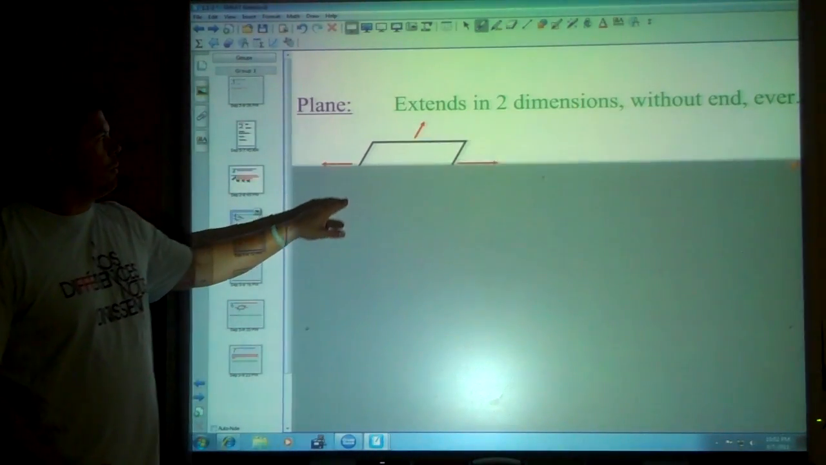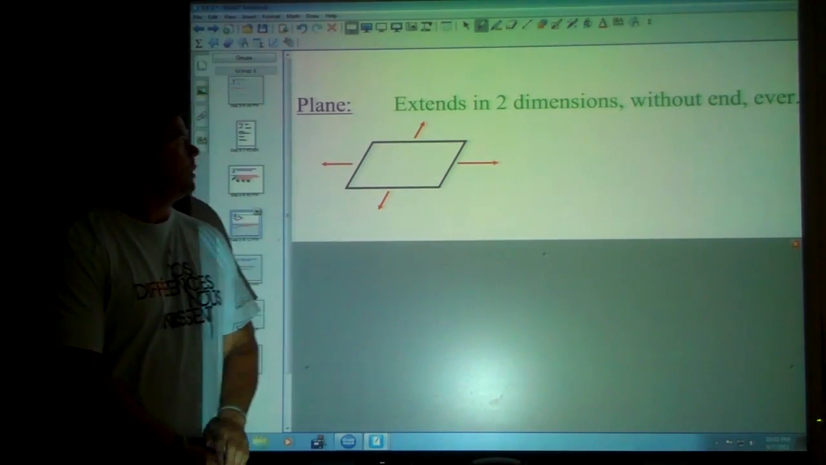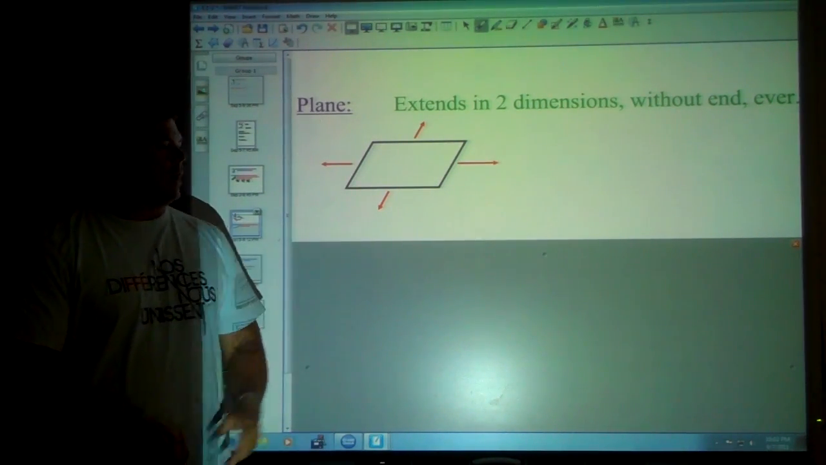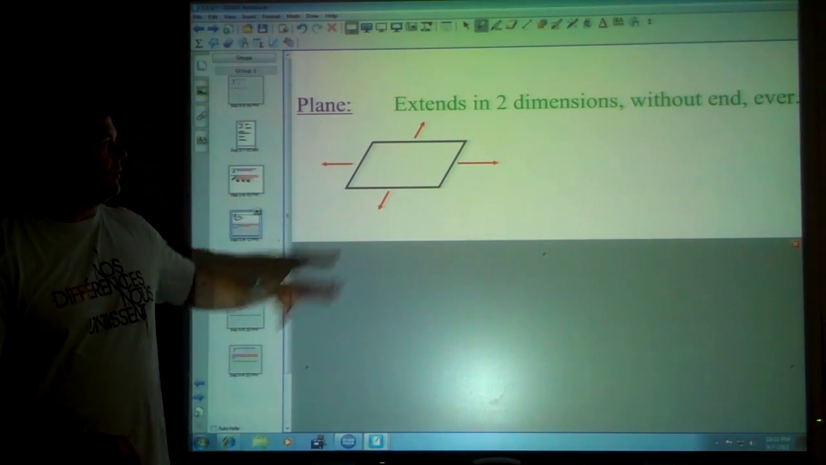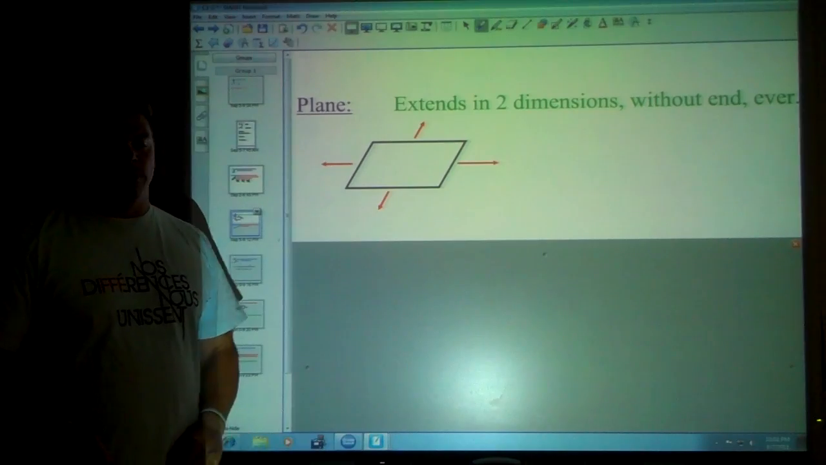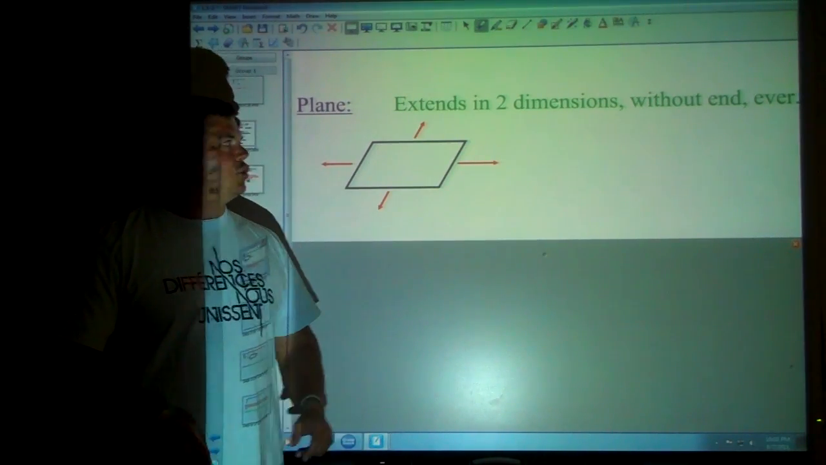Now when we start talking more three-dimensional objects, things will change. But here we have a two-dimensional object, which is a plane. Now, probably the best example of a plane for us, because it does go on forever, would be like the tabletop, the top of a table. Because I know that it doesn't go on forever, but it's at least extending in two dimensions.